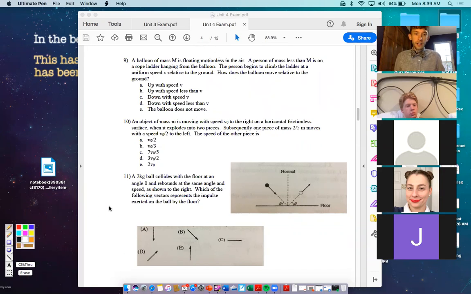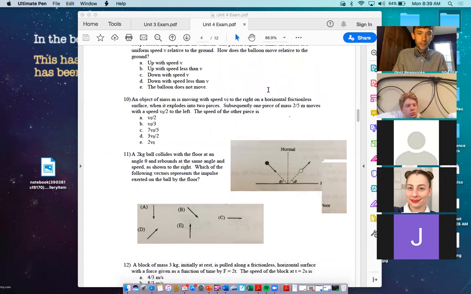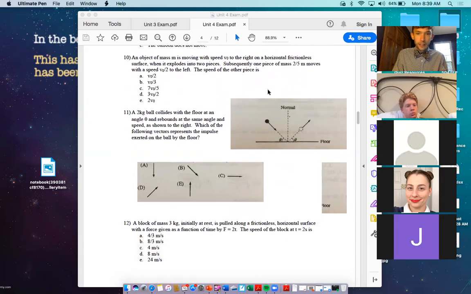Okay. I think in order to get all this done, we're going to have to speed up a little bit. I apologize. So let me try to speed up some. Question 10. Simple conservation of momentum question.